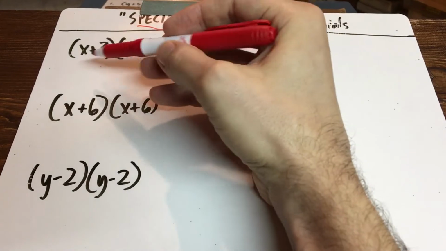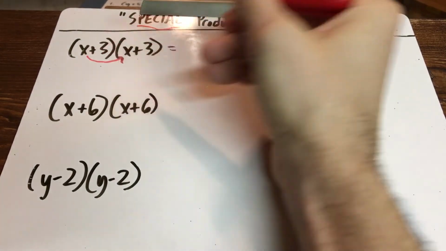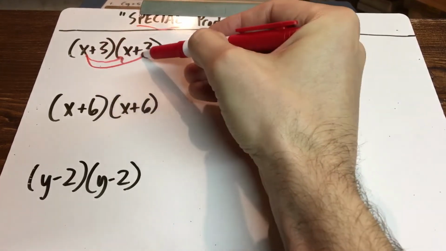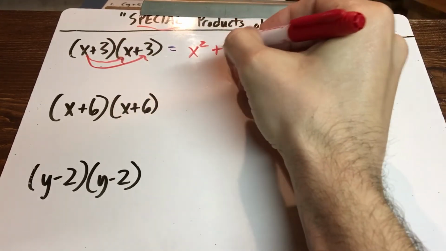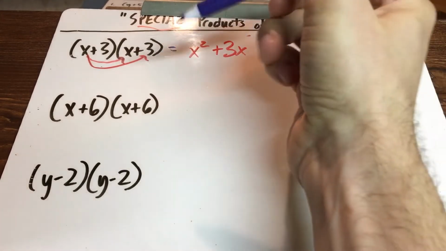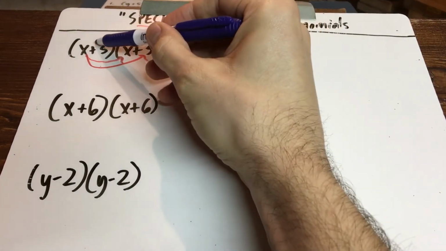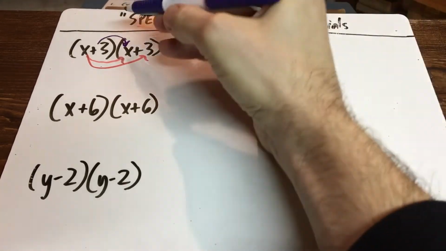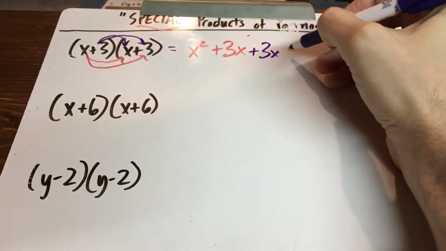If we were doing FOIL or the distributive property, we would do x times x, and we know that's x squared. We would do x times 3. Okay, I know that's 3x. And then just for emphasis here, I'll switch colors. And to do the other distributing, we would take the 3 times x, and that's 3x. And then we would do 3 times 3, and we would get 9.